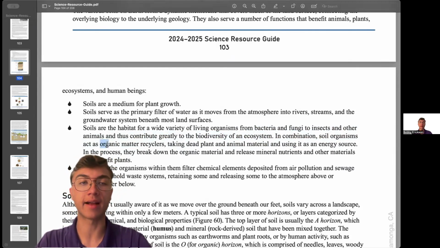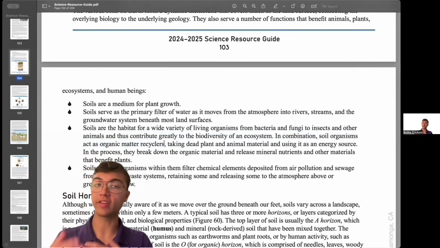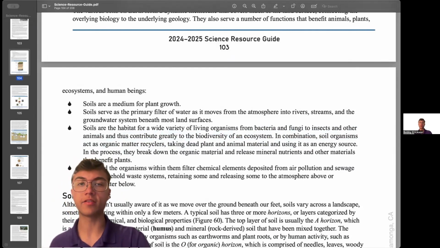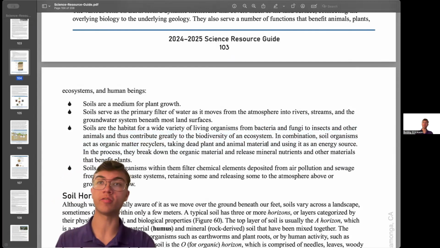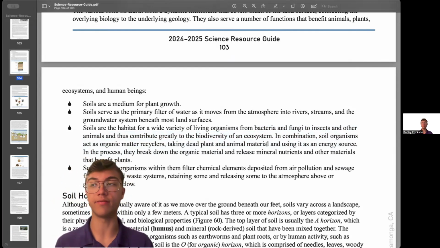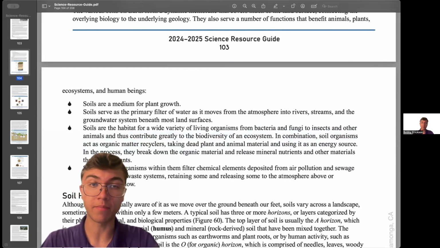Soils actually act as organic matter recyclers. So this means that they are recycling organic matter to be reused in other ways. And so it takes dead plants and animals and uses it as energy. So maybe a fungus can take up some of the dead matter and make it into food for itself. And so it breaks down this organic material and makes nutrients that benefit plants.